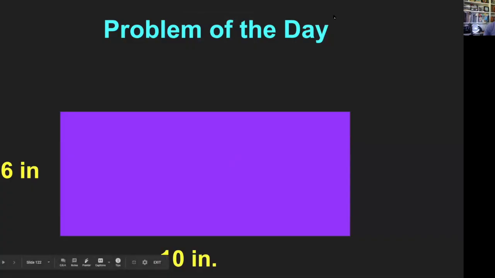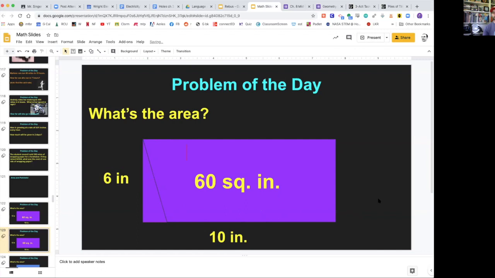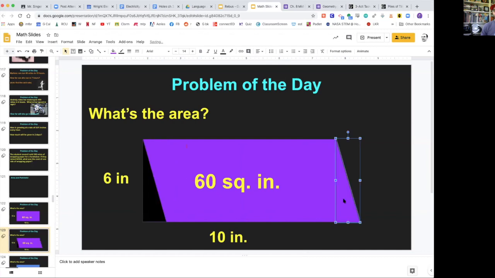Okay, so here we have one of the problems of the day that I've done in the past. And as you can see, we have a rectangle here that is 6 inches by 10 inches. And you guys should know how to find the area of that rectangle, right? It's just 6 times 10, which is 60 square inches. Easy, right? So on the next slide, we have the same rectangle. It is 60 square inches. Now, if I take part of this rectangle and I move it over here, I have not taken away or added anything to the area. I just moved it. So it is still 60 square inches.